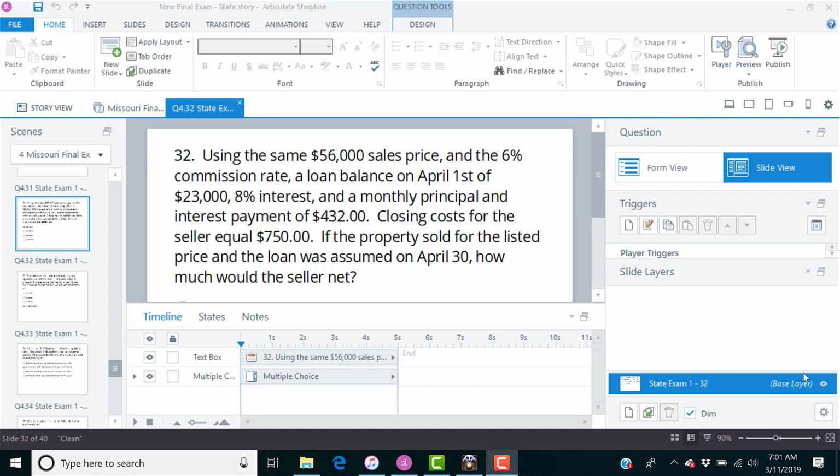So it says using the same $56,000 sales price and a 6% commission rate on a loan balance on April 1st of 23,000, 8% interest and monthly principal and interest payments of $432 gives you the closing cost for the seller of 750. If the property is sold for the listed price and the loan was assumed on April 30th, how much would the seller net?